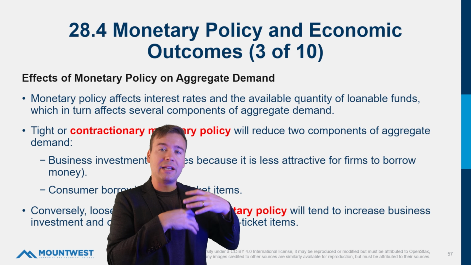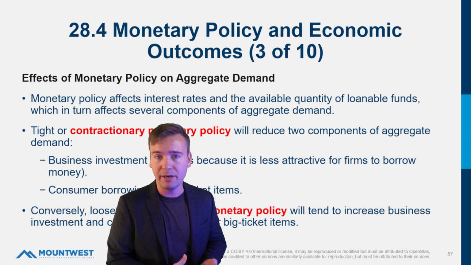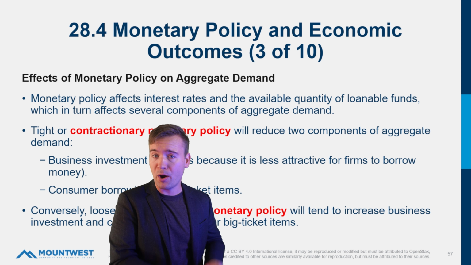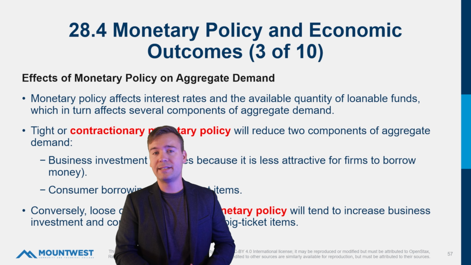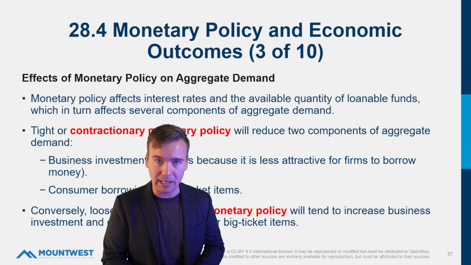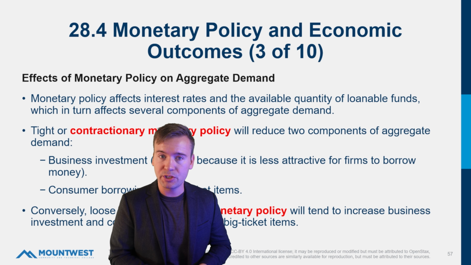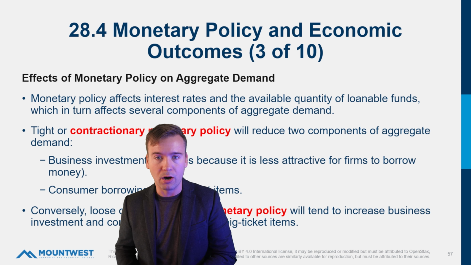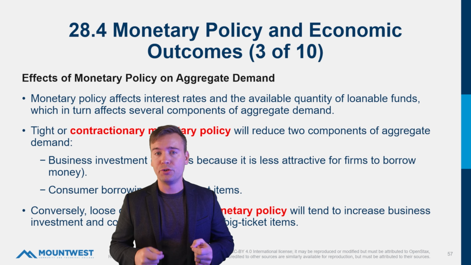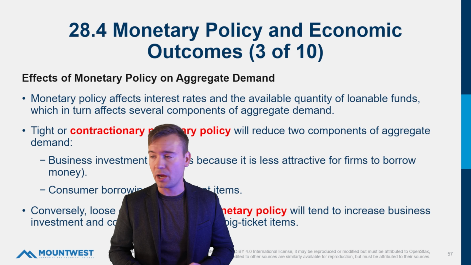So when a tight or contractionary monetary policy is implemented, the bank is raising those interest rates. It makes borrowing more expensive. This directly affects two significant components of aggregate demand. One is business investment, and the other one is consumer borrowing. Higher interest rates make it less attractive for businesses to borrow funds for new projects or expansion.